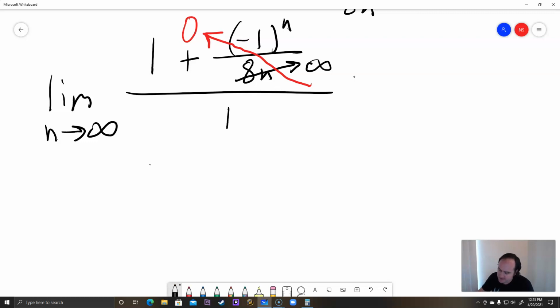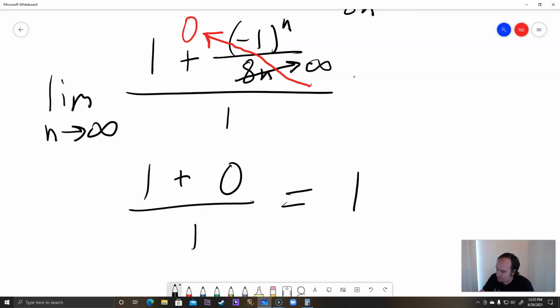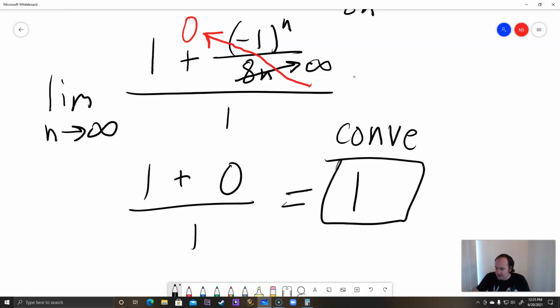So really, we just have 1 plus 0 all over 1, which is 1 over 1, which is 1. So the value of our limit is 1, and it converges because that limit is a finite number. Pretty cool, huh? So that's good to know how to do. And then you have another problem similar to that in your homework. I'm going to skip that one.